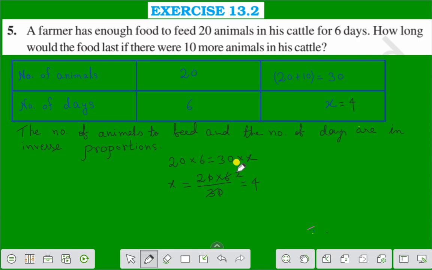Right? How long would the food last if there were 10 more animals in his cattle? Therefore, you can say that the food would last for 4 days. Right? That is the answer.